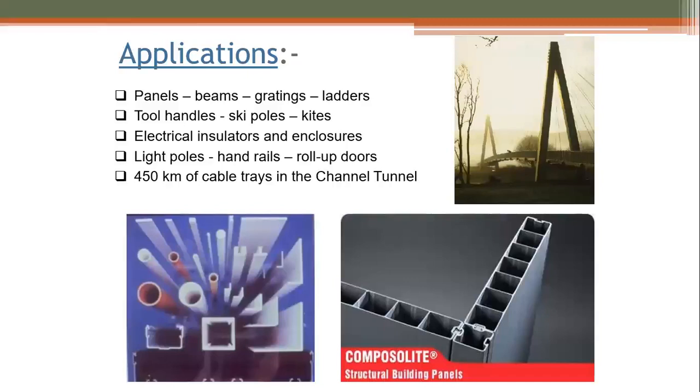Light poles, handrails, roll-up doors. These roll-up doors are highly used in offices and are made of fiber material. You can see it in the picture also. So these are all the different types of products made by the method of pultrusion.